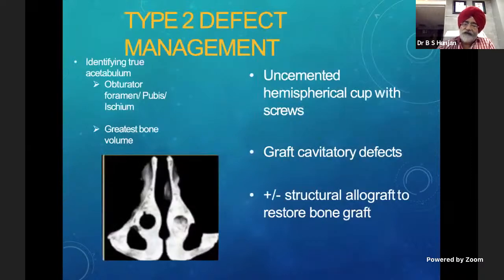Now, type 2 defect management. Normally, we use an uncemented hemispherical cup in type 2 defect. It is used with screws because we have sufficient walls, and we can graft the defects, and structural allograft may be used to restore the bone.